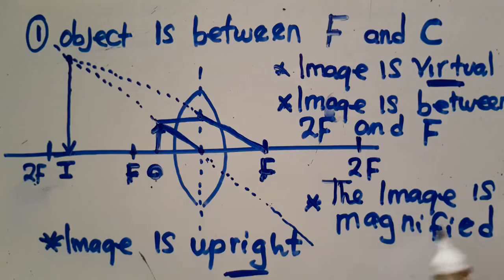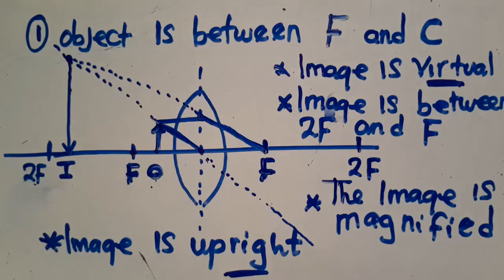On the magnification part, you know that when the image is larger than the object, it means the image is magnified. We only have magnification and diminished. When the image is diminished, it means that the image is smaller than the object. But if the image is bigger than the object, it means that it has been magnified. This is what you need to understand.